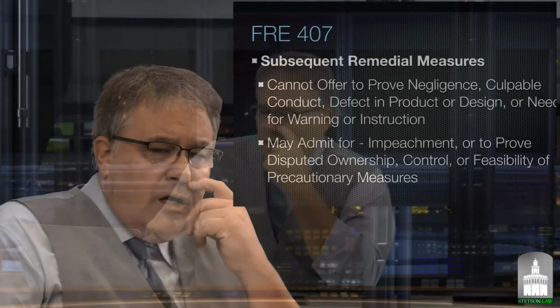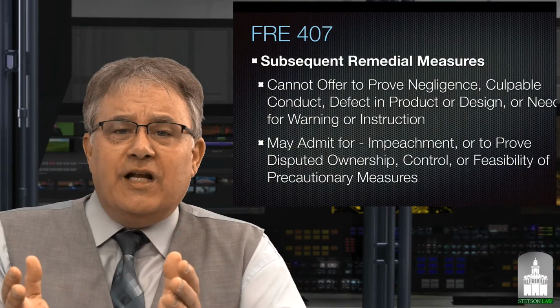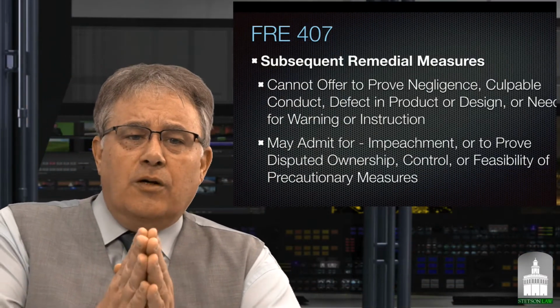Now, what that means from an evidentiary law perspective is that they can sometimes be counterintuitive, and you have to just look at them and think about them in order for them to make sense. Let's get started. I want to talk first about Federal Rule of Evidence 407, subsequent remedial measures.